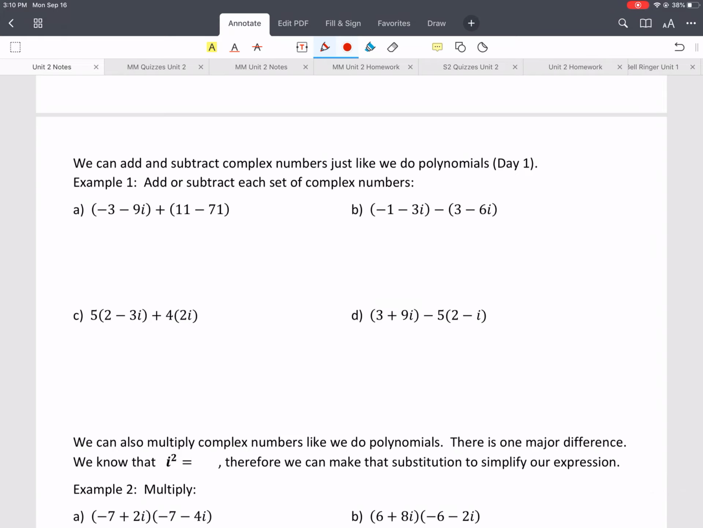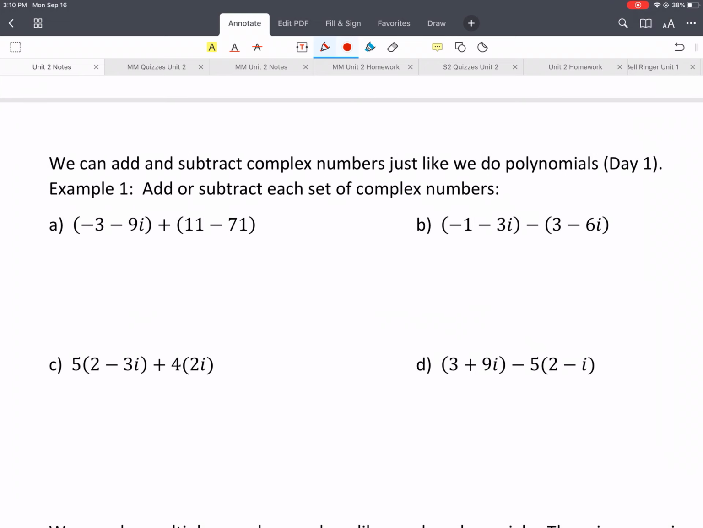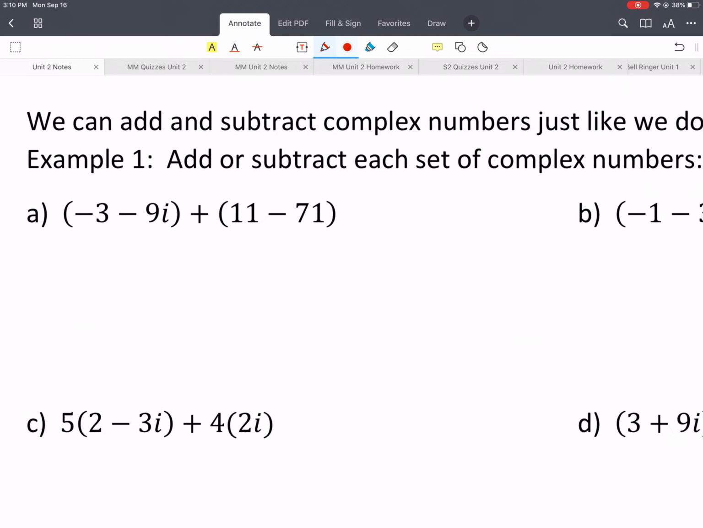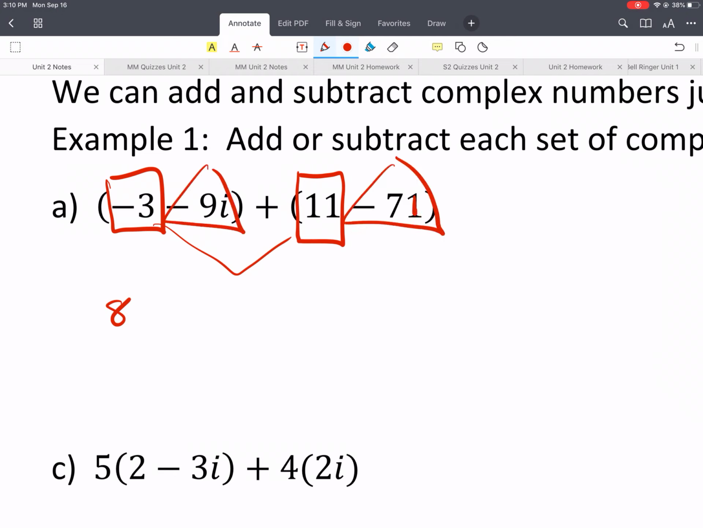Okay, so we can add and subtract complex numbers just like we do with polynomials. Okay, just like we did on day 1 in unit 1. So for example, we want to combine like terms. So here would be a constant, and here would be a constant. So these are the real numbers. We could add those together. That ends up giving us 8. And then maybe we'll use triangles. This is supposed to be an i. Okay, so we'd have negative 9i minus 7i. That ends up giving us negative 16i. Okay, so we just combine like terms. We just pretend like i is a variable.